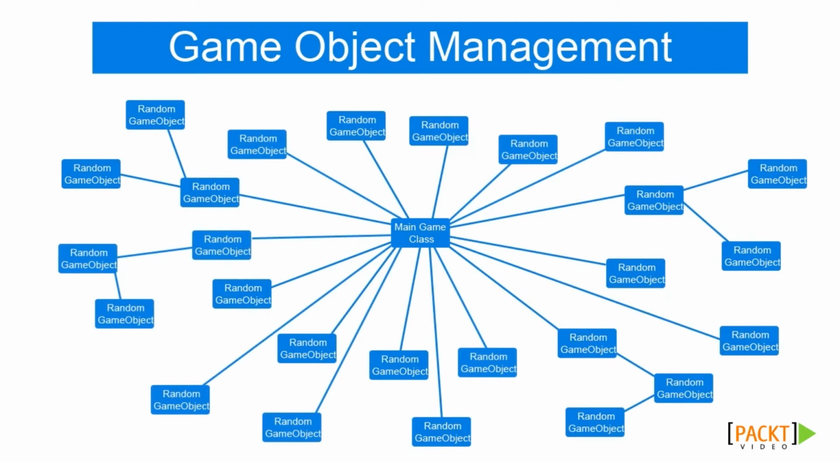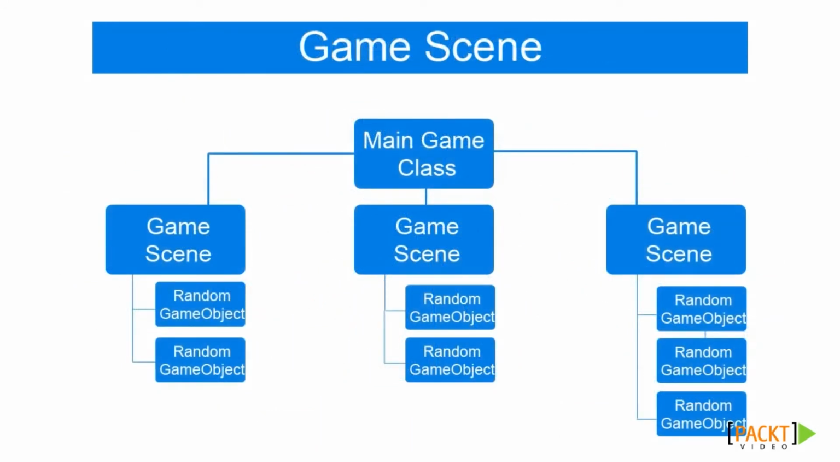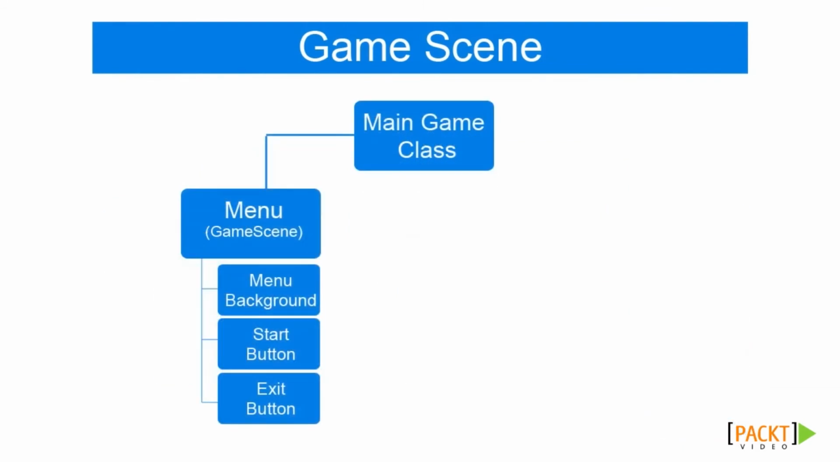That's why we'll add a new object, called a game scene. A game scene is a collection of game objects. The game scene contains several methods to manage those game objects. This way, we just need to manage this game scene in the main class, which, in turn, will manage the collection of game objects. For every screen, we can create a separate game scene.